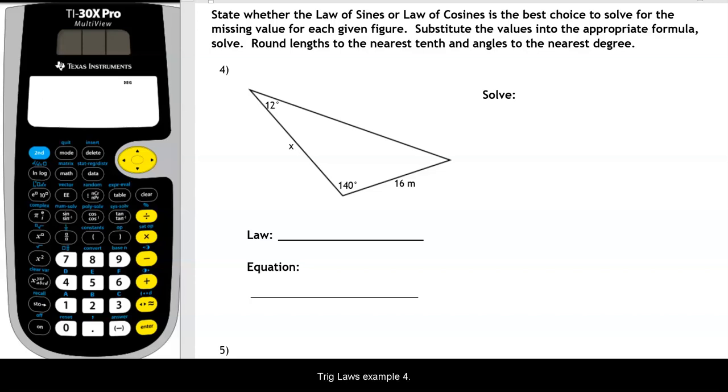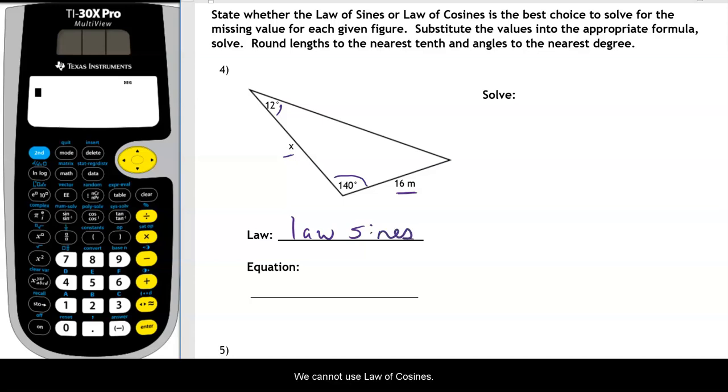Trig Laws example 4. Looking at our triangle, we have an angle of 12 degrees. Next to that, we have a side x that we're going to be looking for the length of, and our angle of 140 degrees. And next to that, we have a side of 16 meters. With our given information, we're going to have to use law of sines.